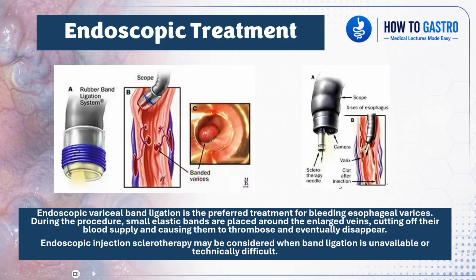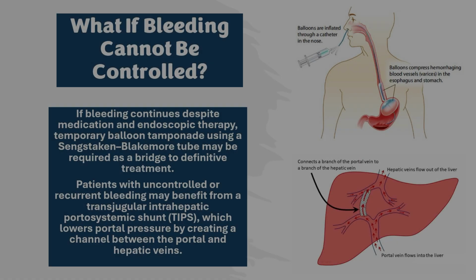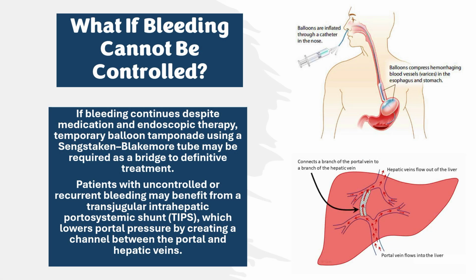And then we can also do endoscopic injection sclerotherapy, and this can be considered when band ligation is unavailable or technically difficult. Here again in sclerotherapy, basically a needle is introduced into the varice with chemical substances that also cause the varice to thrombose and eventually flatten and disappear.